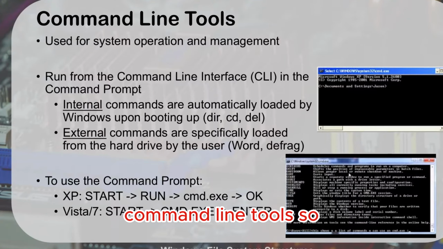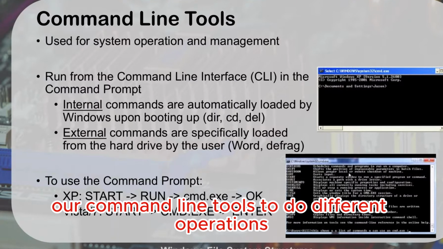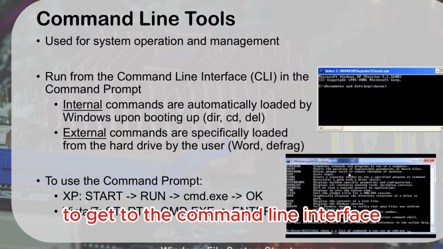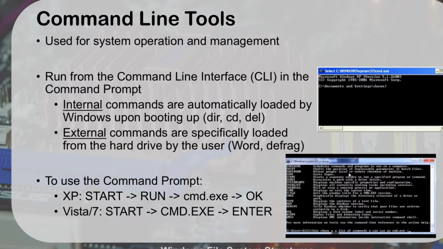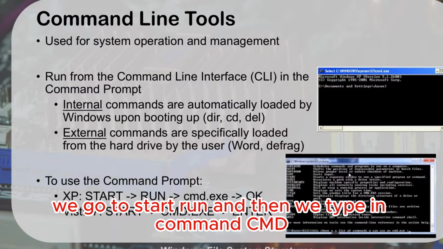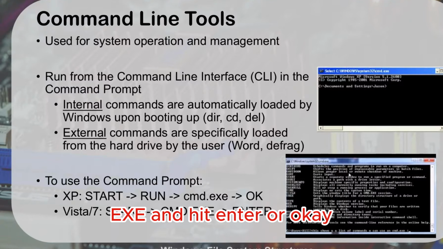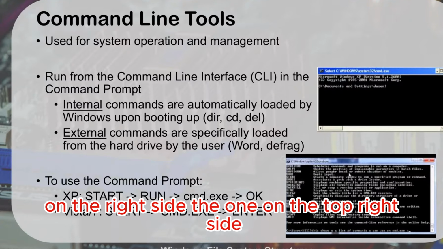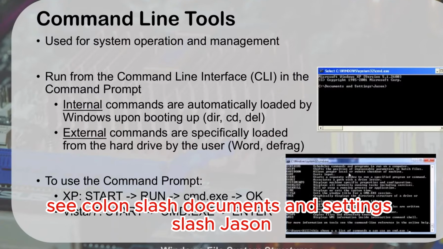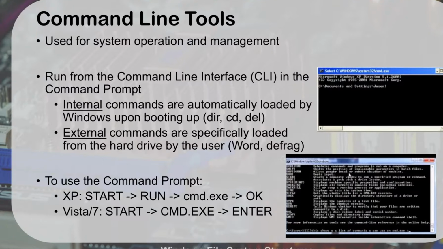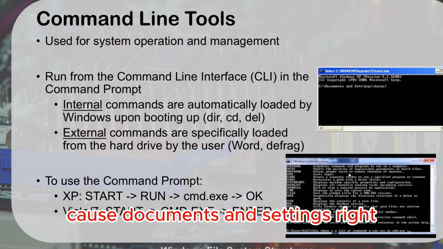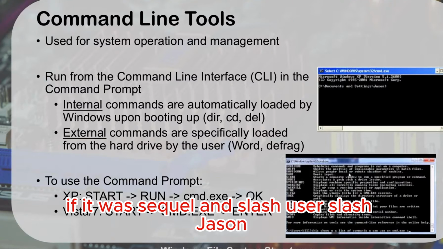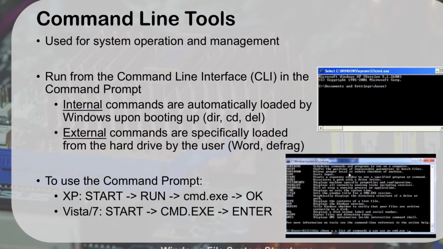Command line tools. So we use our command line tools to do different operations and management of our operating systems. To get to the command line interface, which is called the CLI, also known as the command prompt, we go to Start, Run, and then we type in cmd.exe and hit Enter or OK. If you do that, it'll pop up with something that looks like this image on the right side. The one on the top right side, C:\Documents and Settings\Jason. What type of system is that? Vista, 7, or XP? XP, right? Because Documents and Settings, right? If it was C:\Users\Jason, it'd be either Vista or 7, right?